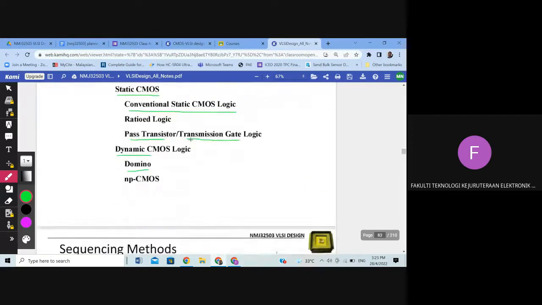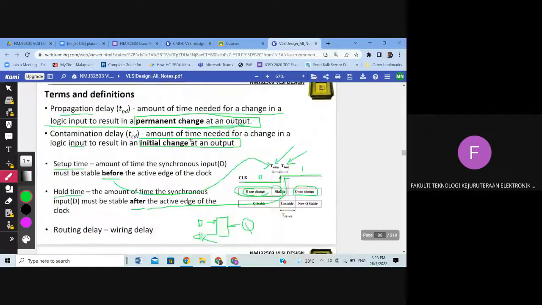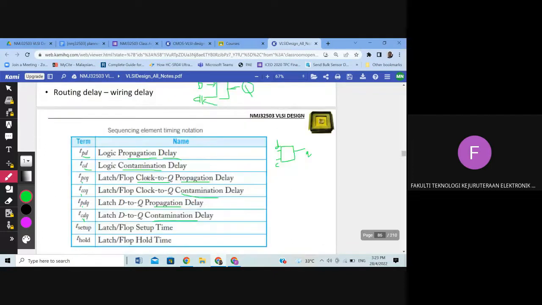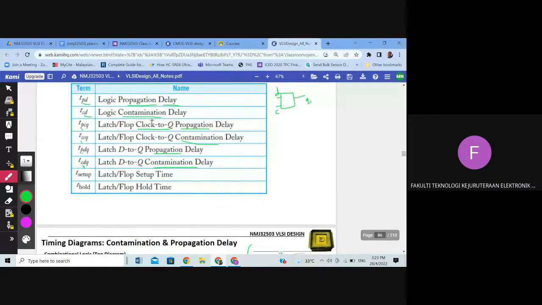All right, so we also have discussed the types of delays: propagation delay, contamination delay, and setup and hold time. So this is actually the summary. Hope everyone can recap this one. So tPD, tCD, tPCQ, and so on. The difference is you just look at the D here. D stands for delay. P stands for propagation, C stands for contamination. So propagation, contamination, propagation, contamination.